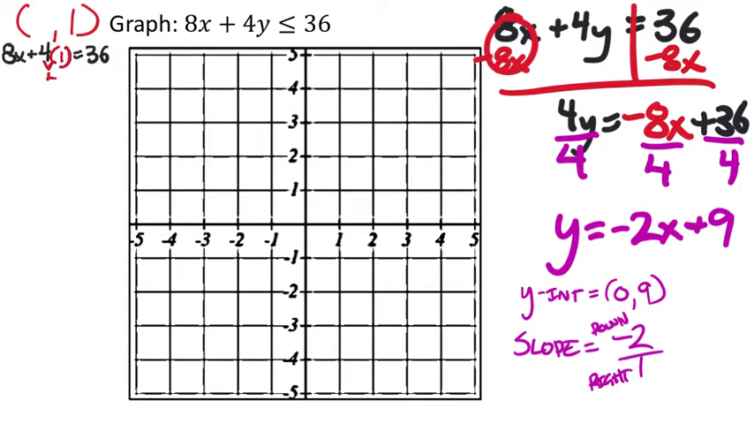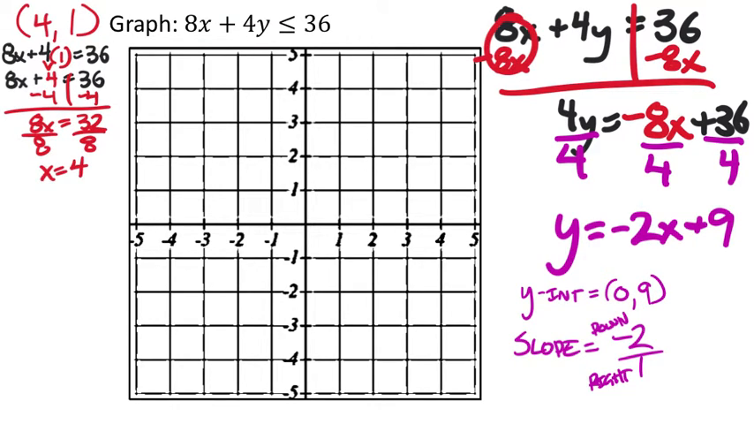Okay, so 4 times 1 is 4. Now I got 8x plus 4 equals 36. I'm just solving for its corresponding x value. So now subtract 4 from both sides. That's 32. So now 8x equals 32. And 32 is a multiple of 8, so I'm going to get a whole value on this. x equals 4. So I end up with (4, 1), and this one will fit on the graph, okay?